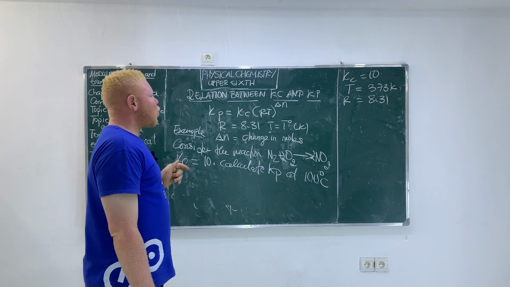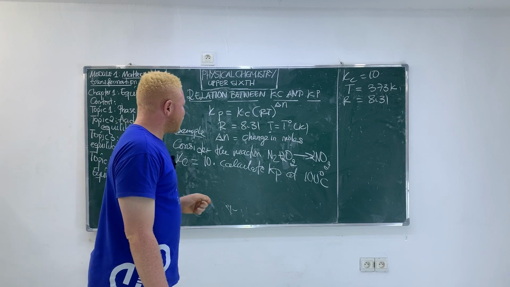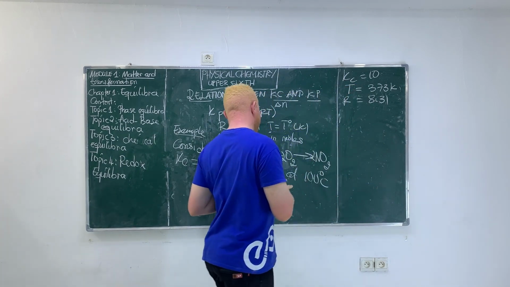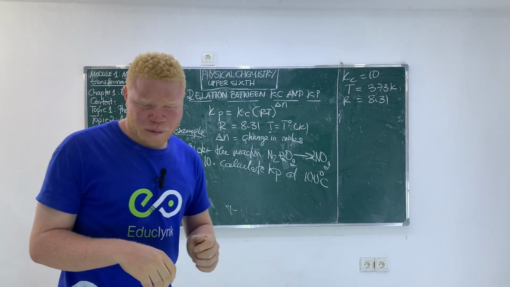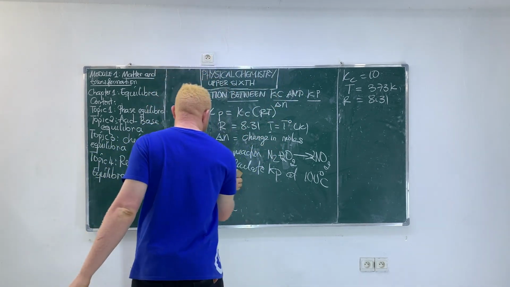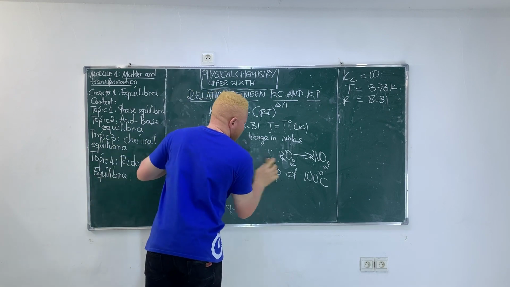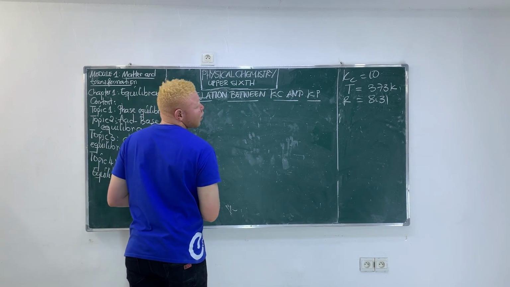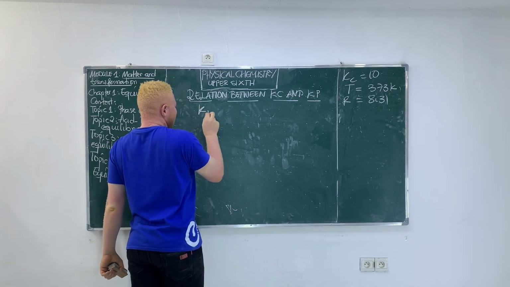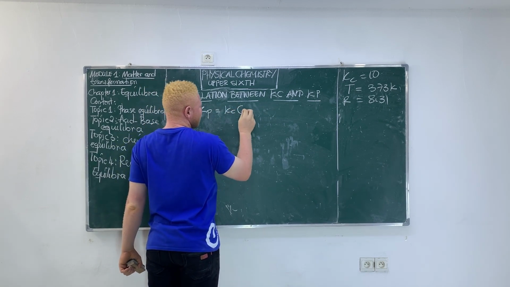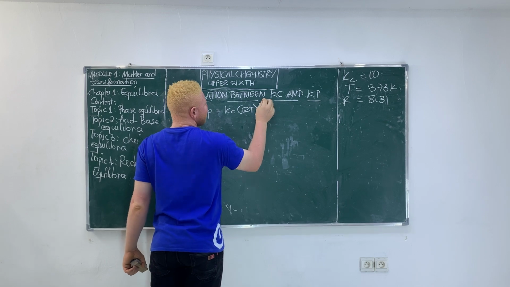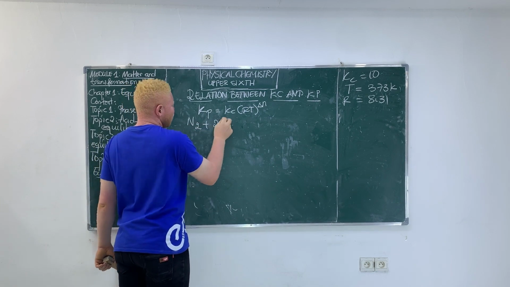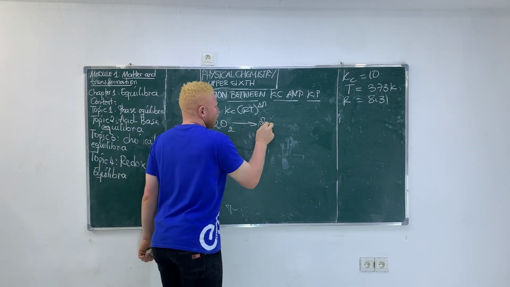So we apply the formula first of all. Kp equals Kc into RT to the power delta n. So we have to write the balanced equation. The balanced equation is N2 plus 2O2 giving 2NO2.